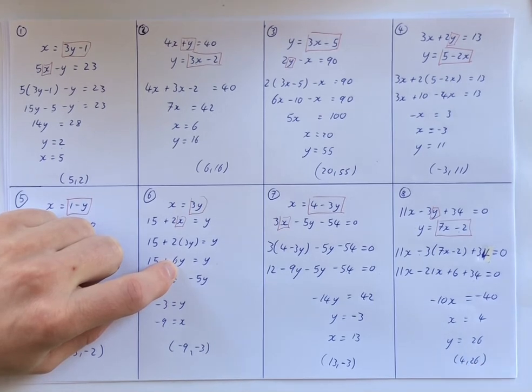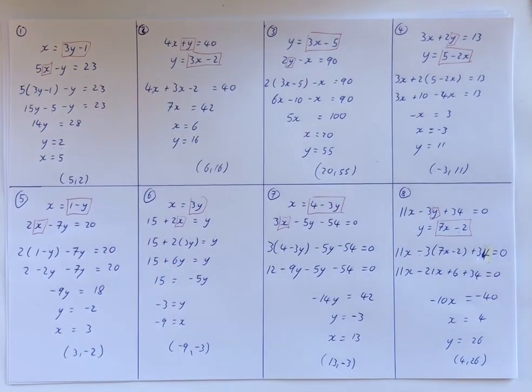4, 26. Booyah. That is 8 kind of medium difficulty linear simultaneous equations via substitution. Let me know how you went in the comments below.